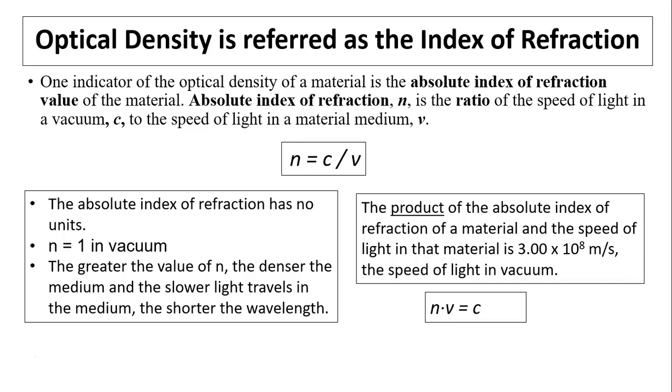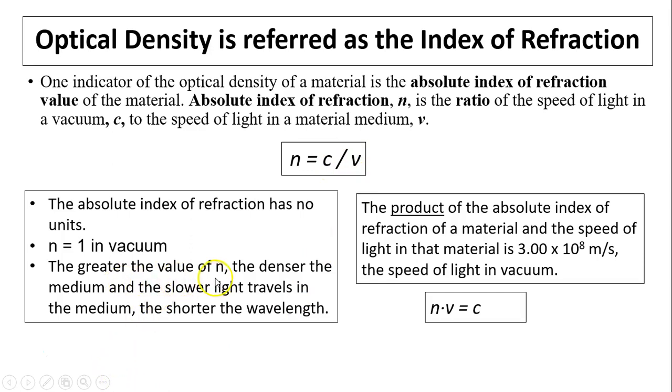As you can see, n would be 1 in a vacuum because v is c, right? So the absolute index of refraction has no unit, like another value, the coefficient of friction, which has no unit. It has no unit because it is a ratio of the same quantity, speed over speed.